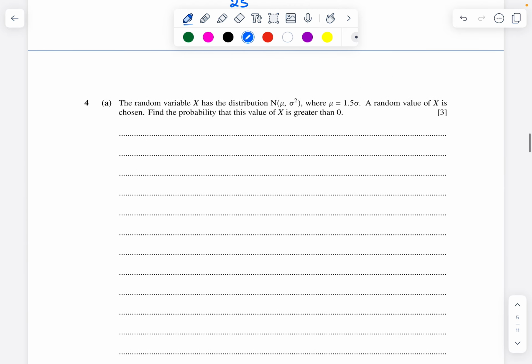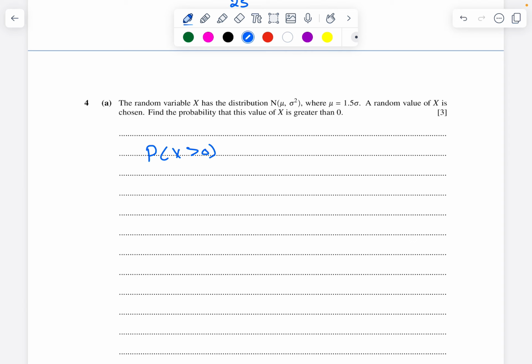Coming to question number 4. A random variable x is following the normal distribution N with mu comma sigma square. Then what is being asked over there? Mu equals 1.5 sigma. Then a random variable x is chosen. Find the probability that x is greater than 0. So we have to find that x is greater than 0. For that, what am I going to do?